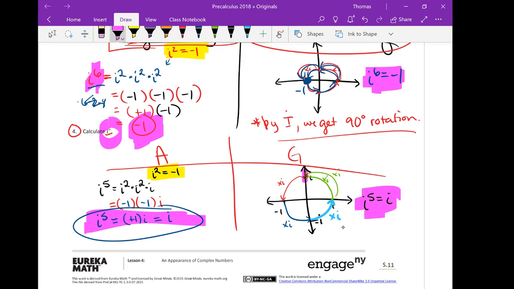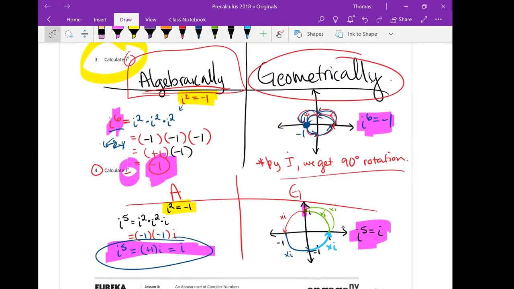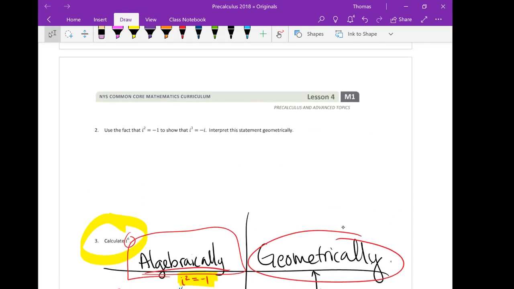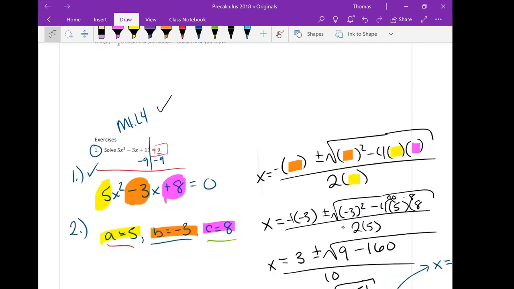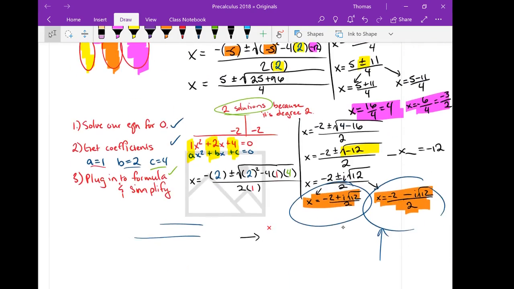So these are the 2 things you have to know how to do for your exit ticket. One, how to compute powers like i to the sixth and i to the fifth, algebraically and geometrically, and also how to solve quadratic equations with complex roots.